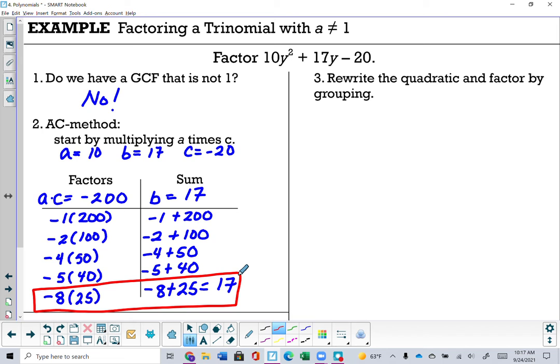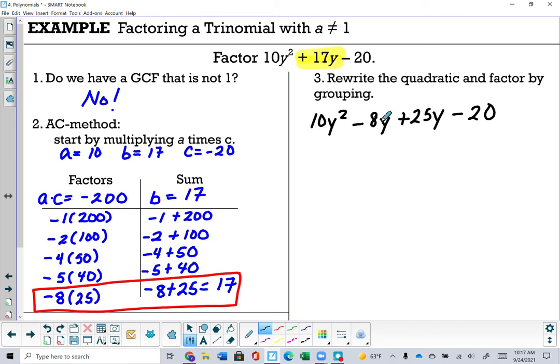So now we are going to rewrite the quadratic as 10y squared. And then remember, the plus 17y is what's being rewritten. So we have minus 8, so that's minus 8y. And we have positive 25, so plus 25y. And then bring down the minus 20. And now we can factor by grouping.